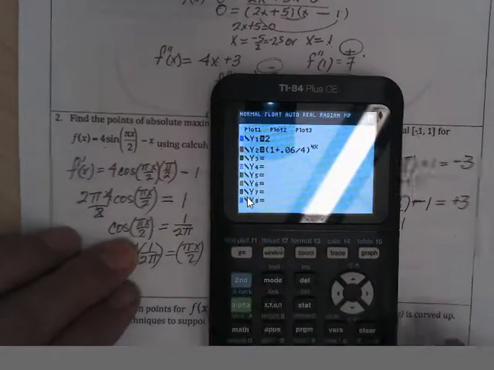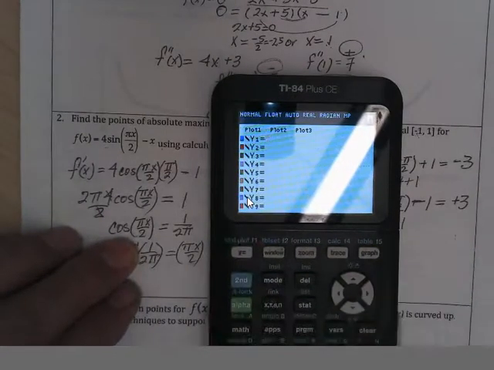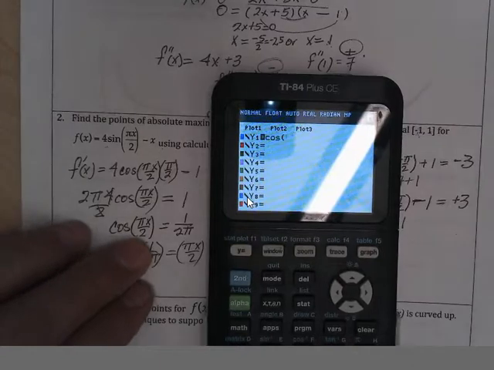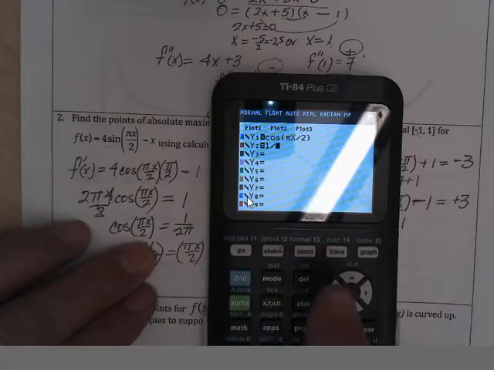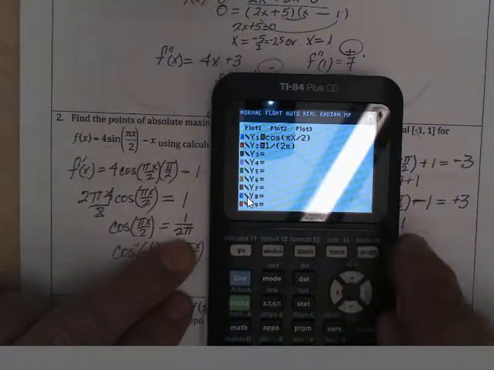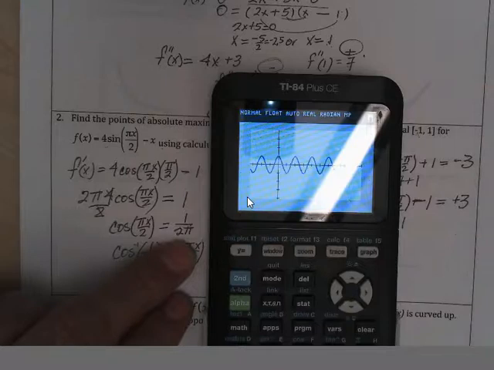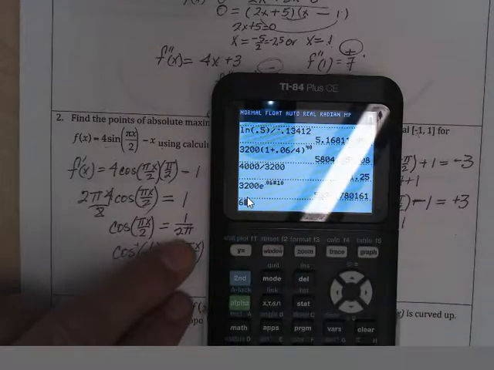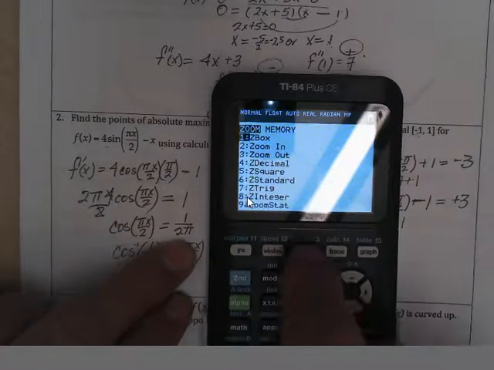So I'm going to go to y equals, and I'm going to type in cosine of pi x divided by 2 and 1 divided by parenthesis 2 pi, and I'm going to go graph, and in this, let's do zoom 6, no, let's do zoom 4.